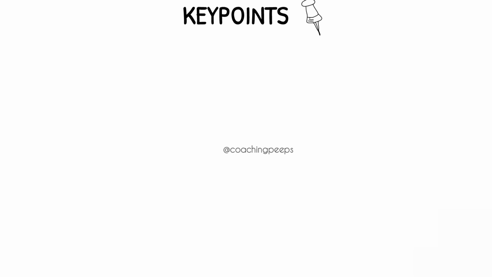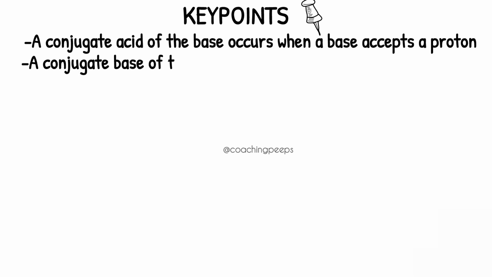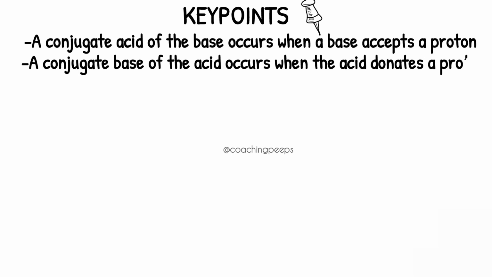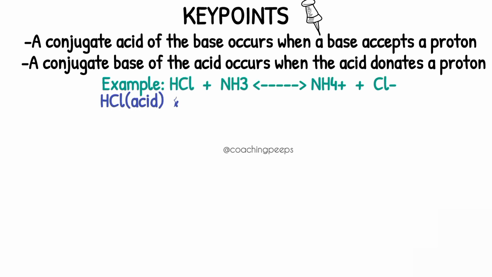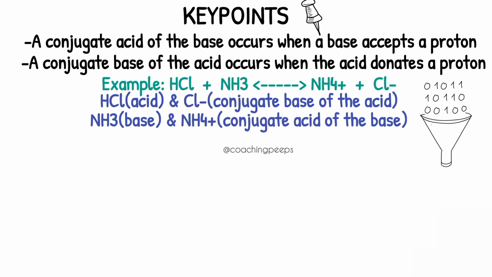Here are some key points you should know. A conjugate acid of the base occurs when a base accepts a proton. A conjugate base of the acid occurs when the acid donates a proton. Take a look at this equation below. From the equation below, HCl is the acid, Cl- is the conjugate base of the acid, NH3 is the base, and NH4+ is the conjugate acid of the base.